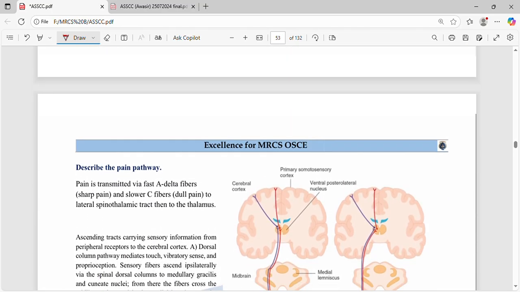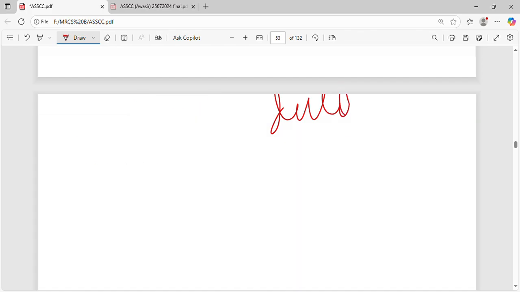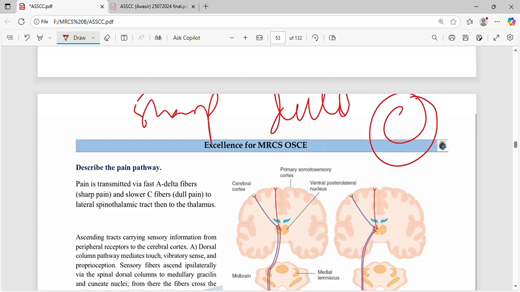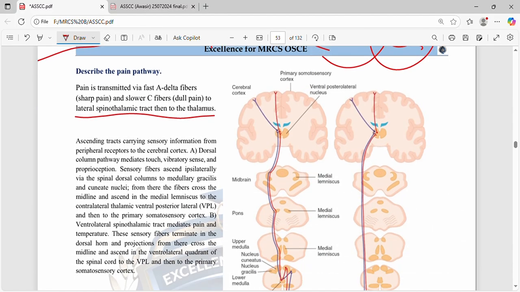Okay, describe the pain pathway. Pain is transmitted through fast A delta fibers, sharp pain, and slower C fibers, dull pain. So pain can be sharp and pain can be dull. Dull is through C, you can remember it like CD. So C fibers, dull pain, and sharp is A fibers. These are present in the lateral spinothalamic tract, and then go to the thalamus.